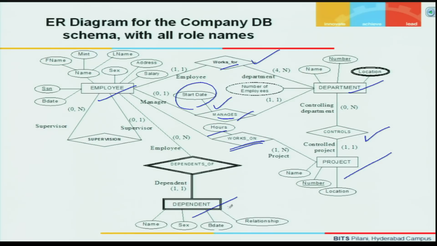Then we have dependent entity type and we have dependents of relationship. If you carefully observe, what is the representation or diagrammatic notation for strong entities? It is a single line bordered rectangle. So that's why this is a strong entity, this is a strong entity. All strong entities will have their unique identification and they will have keys.